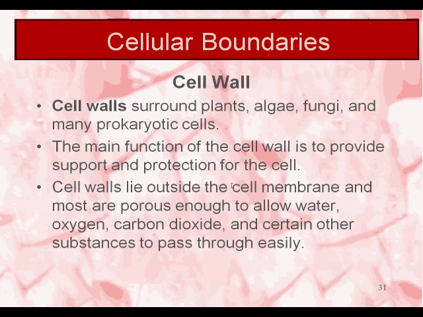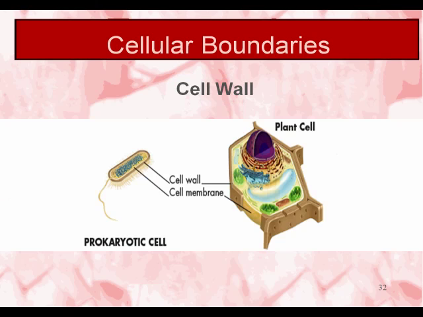Cell walls surround plants, algae, fungi, and many prokaryotic cells. The main function of the cell wall is to provide support and protection for the cell. The cell wall lies outside the cell membrane. Here's a picture of a cell wall in a plant cell as well as a prokaryotic cell.